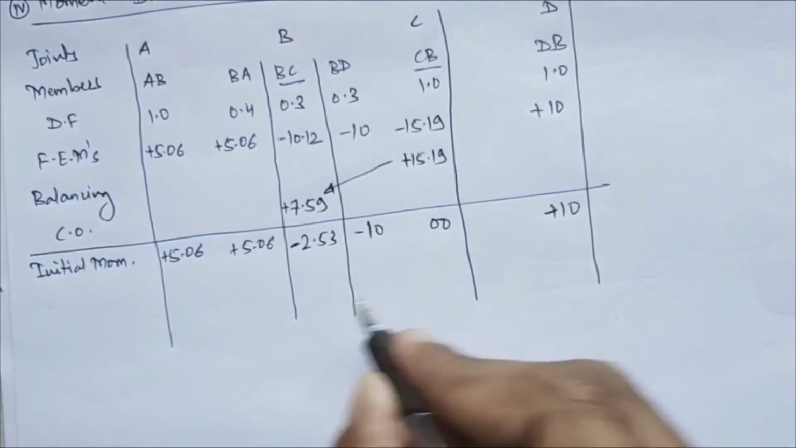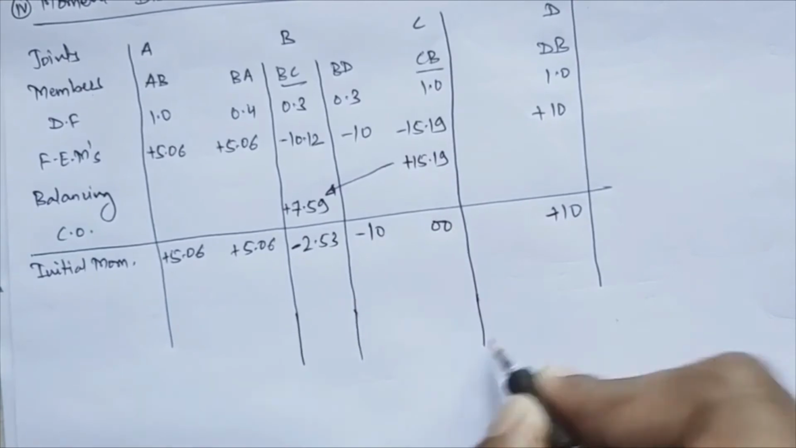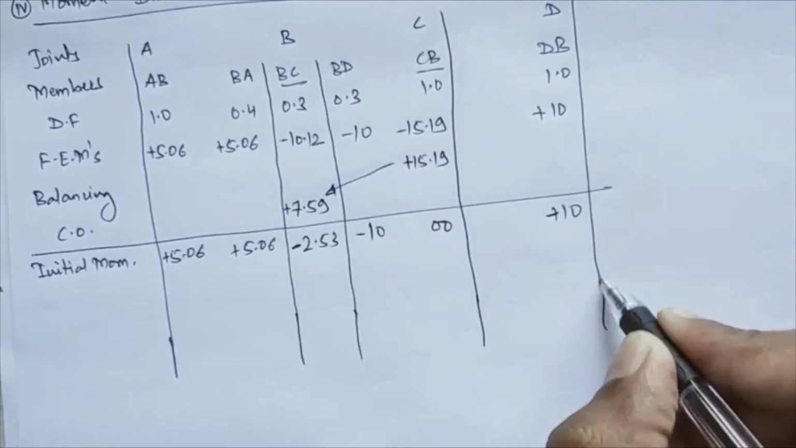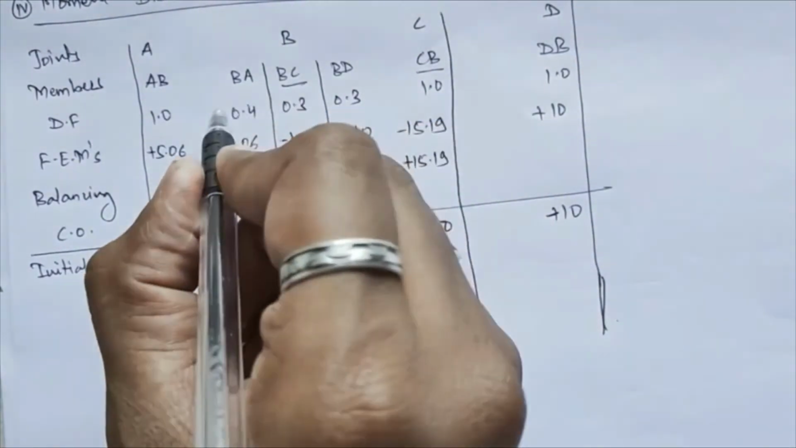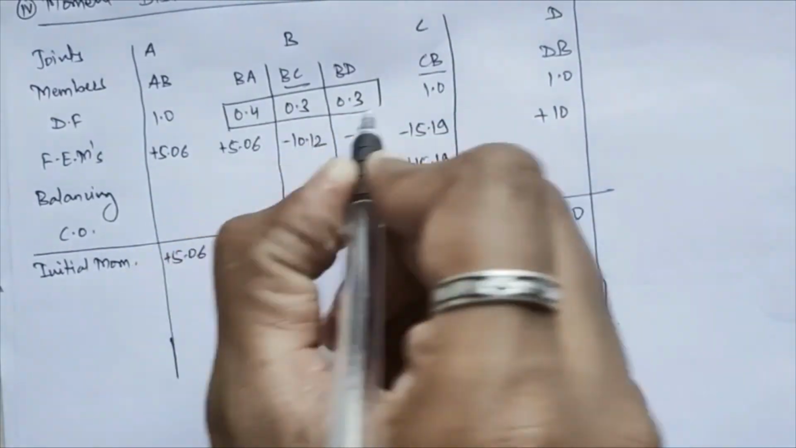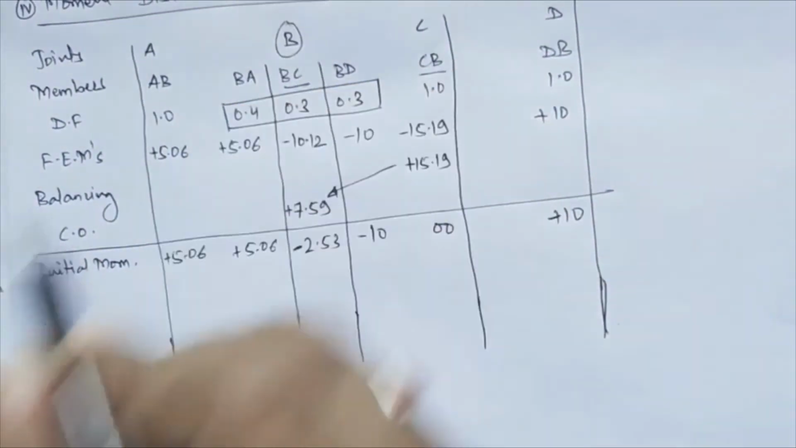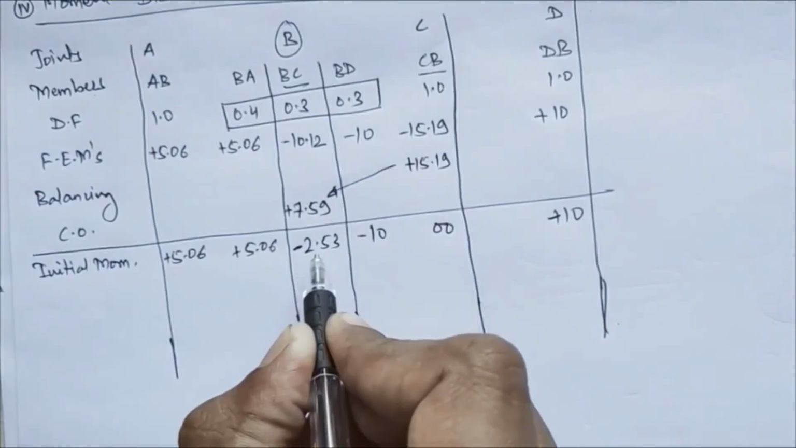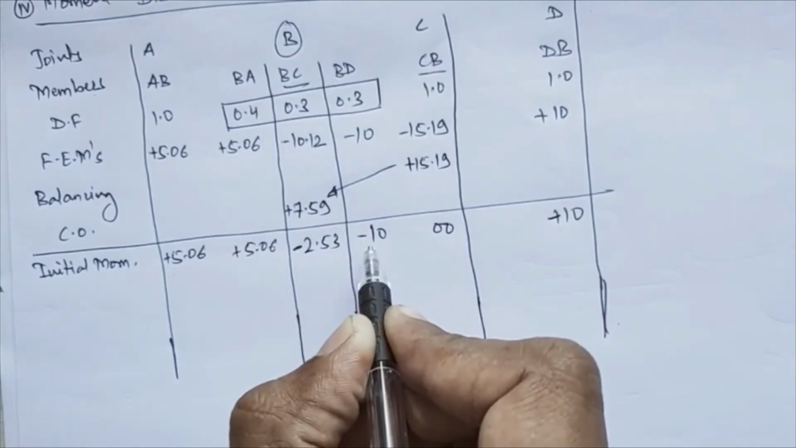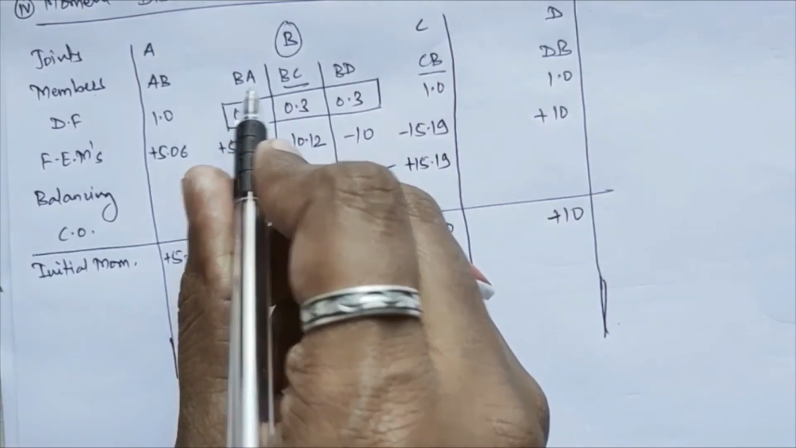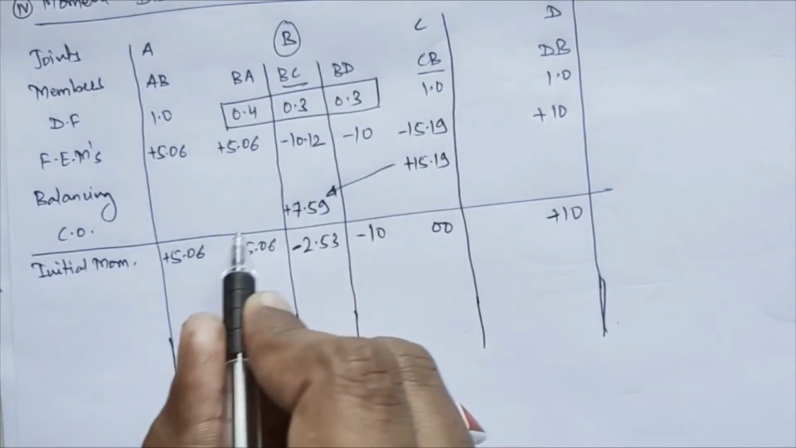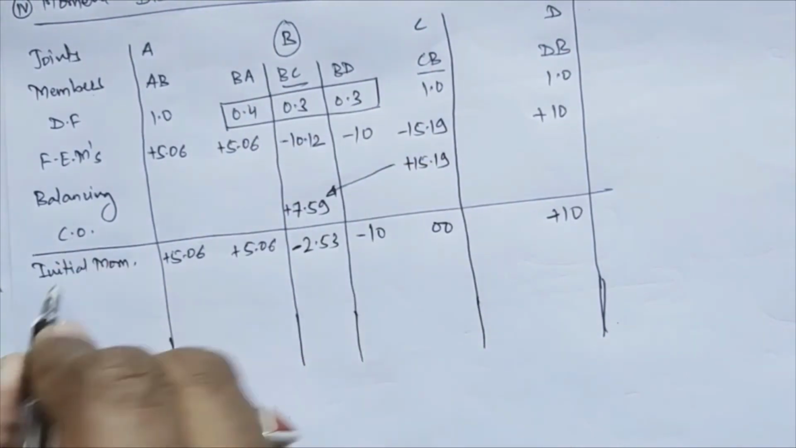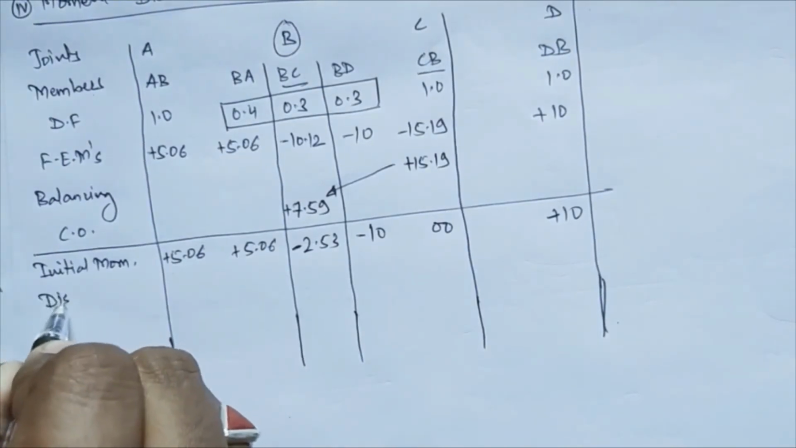Okay, now whatever distributed moments we are going to do, we will do for the calculated distribution factors. So you have to distribute the moment along these 3 distribution factors along joint B. Okay, so the addition of all these 3, plus 5.06, minus 2.53 and minus 10, will be your distribution along BA, BC and BD. So addition of all this you have to do. So I'll do here, next is the distribution.